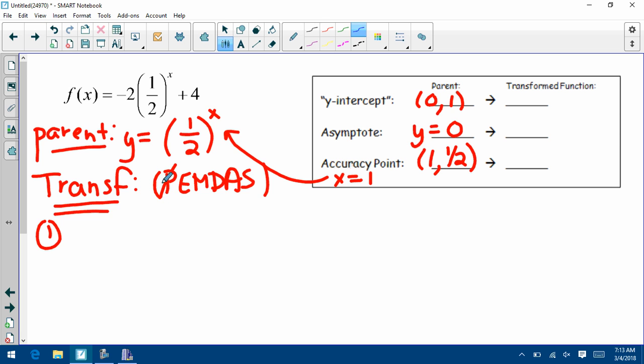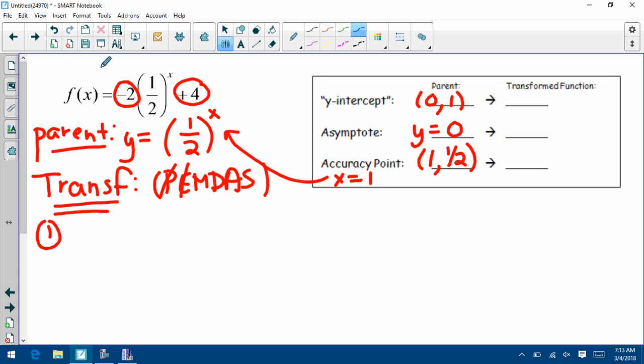Actually, let's circle what is in this function that's not in the parent function. What does this function have that the parent doesn't have? It has a -2 and it has a +4. So next up is exponents. There's nothing in the exponent that wasn't in the parent, so that's done. Multiply, divide. There is something being multiplied. There's this -2. And that's actually 2 transformations.